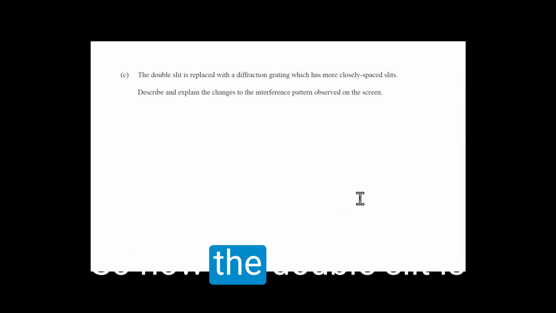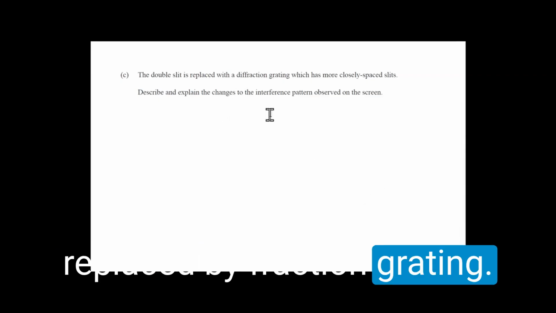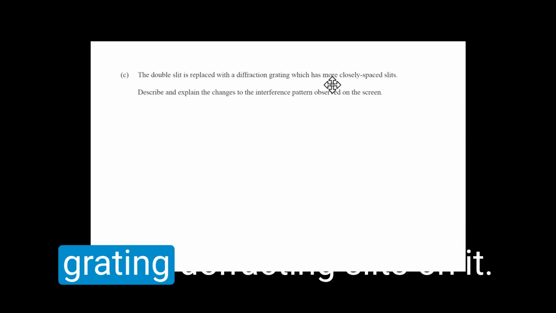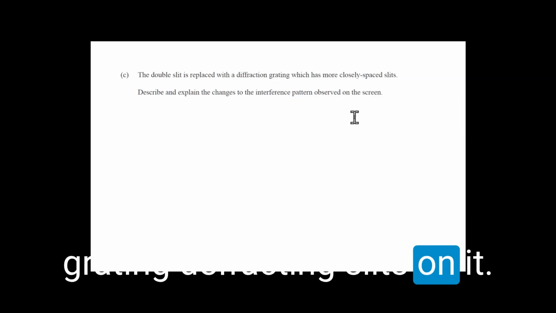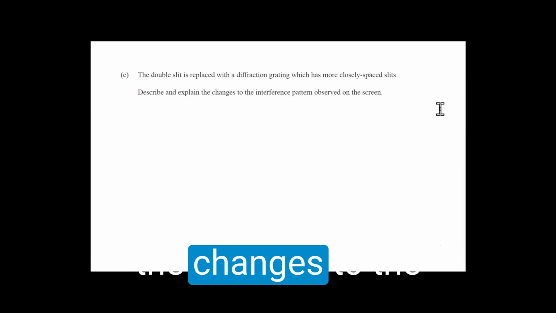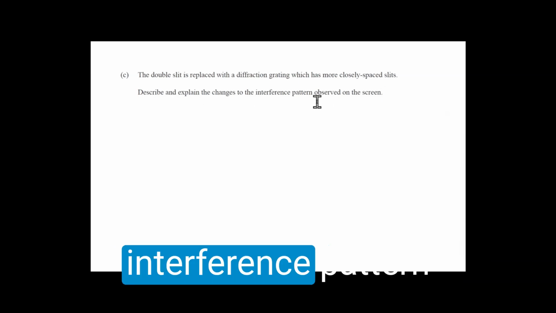So now the double slit is replaced by a diffraction grating. So think of this as a sort of a piece of glass with lots and lots and lots of diffracting slits on it. They're closely spaced slits. Describe and explain the changes to the interference pattern observed on the screen.